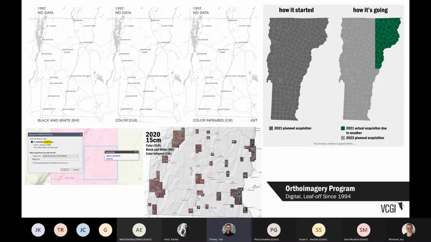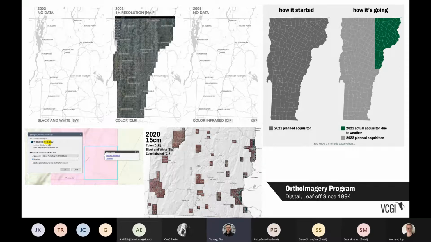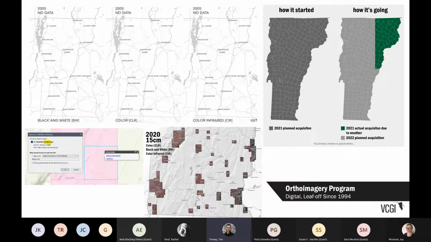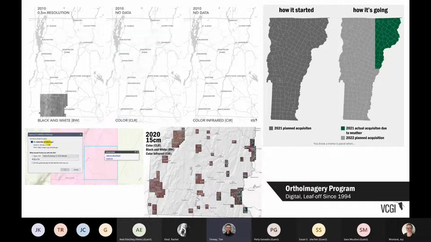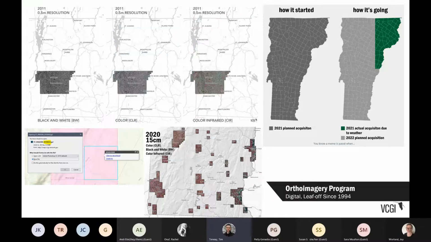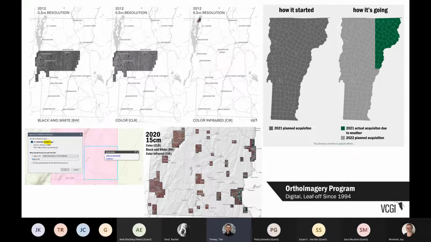And I say digital since 1994 because, as some of you are probably aware, analog historical aerial imagery was available before that time, however, it is largely not digitized. And since 1994, the coverage, or the locations where every year portions of Vermont have been flown, has changed.